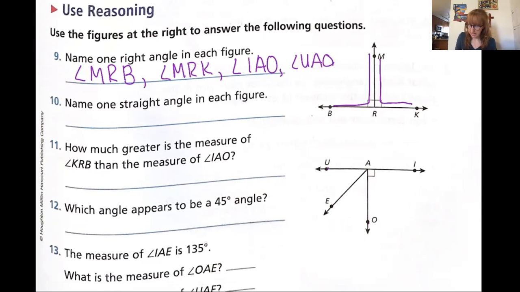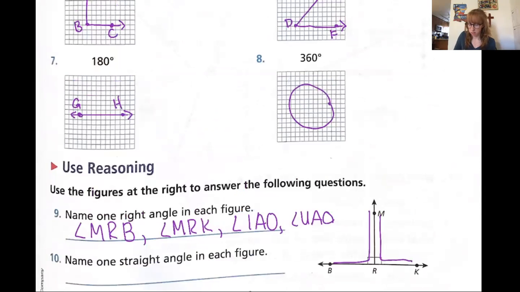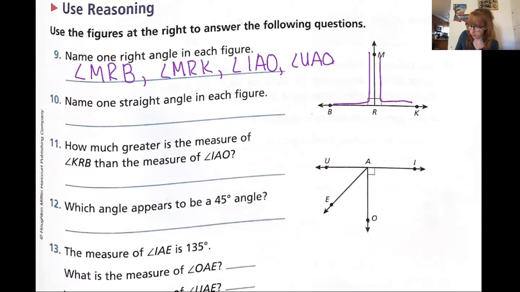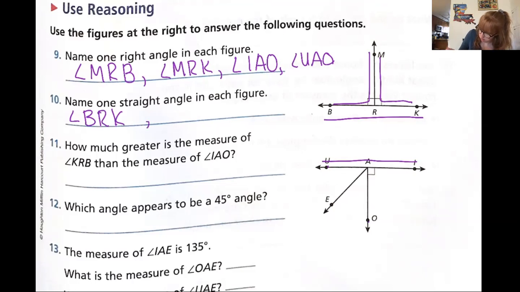looking at our straight angles, remember a straight angle is 180 degrees. So we need 2 straight angles that are 2 straight lines, right? So we have angle, we'll call it BRK. And then in the other one, it's angle UAI. Okay.